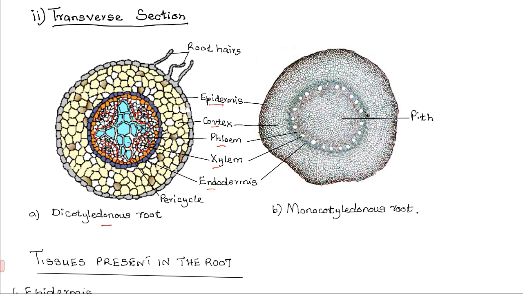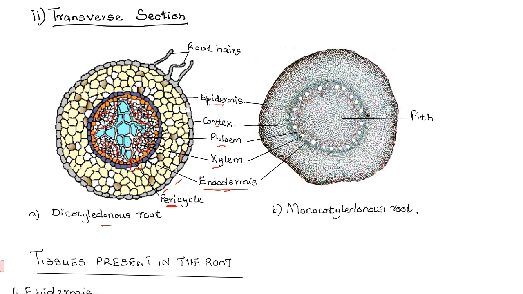Surrounding the xylem and the phloem are two rings. The innermost ring is the pericycle. Then to the outside of the pericycle, the endodermis. Then after the endodermis, there is a cortex made up of parenchyma cells. The cortex extends outward and joins the epidermis. So after the cortex, there is the epidermis that forms the outermost layer.